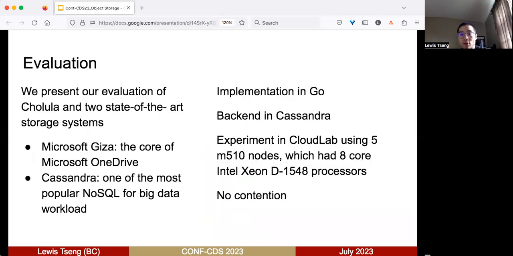So now again, for evaluation, we compare with Giza, and we also compare with a real system, Cassandra, and everything is also in Go, with everything stored inside Cassandra as a backend. Just the coordination protocol is different, again with a benchmark in CloudLab. And because we focus on the common case, there's no contention, so everything goes through the first phase only.